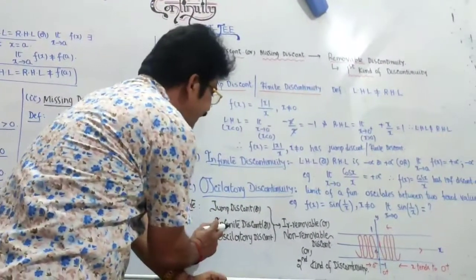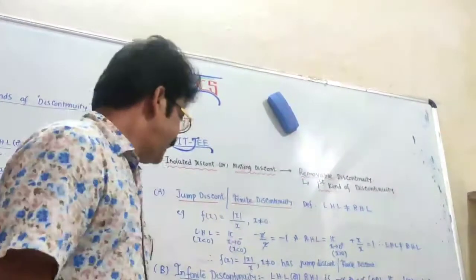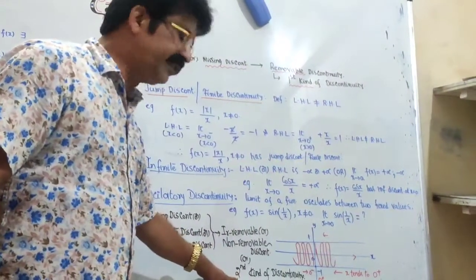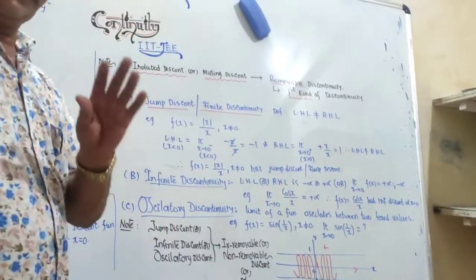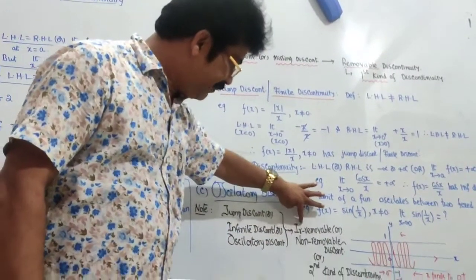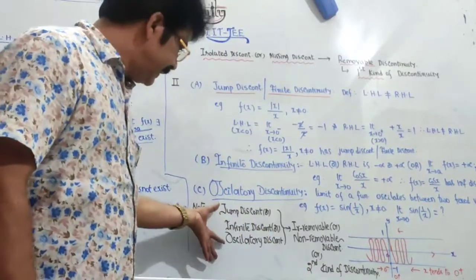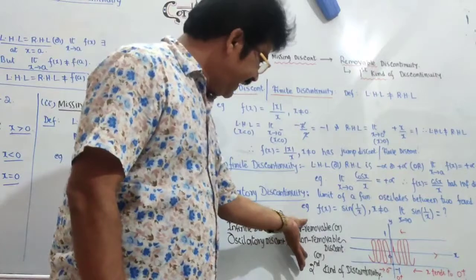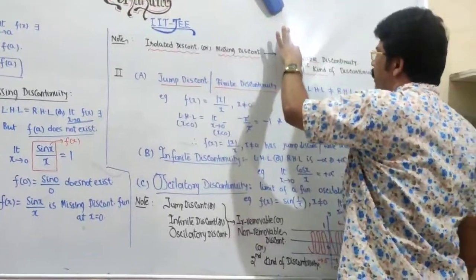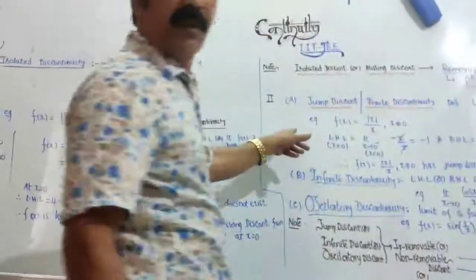If f of x has infinite discontinuity, then it is called irremovable or non-removable discontinuity, or simply the second kind of discontinuity. If the given function has oscillatory discontinuity, it is also irremovable, non-removable, or second kind. So these three are related to irremovable or second kind. Next, these two are related to removable or simply first kind of discontinuity. This lesson is very, very important. Make a note.